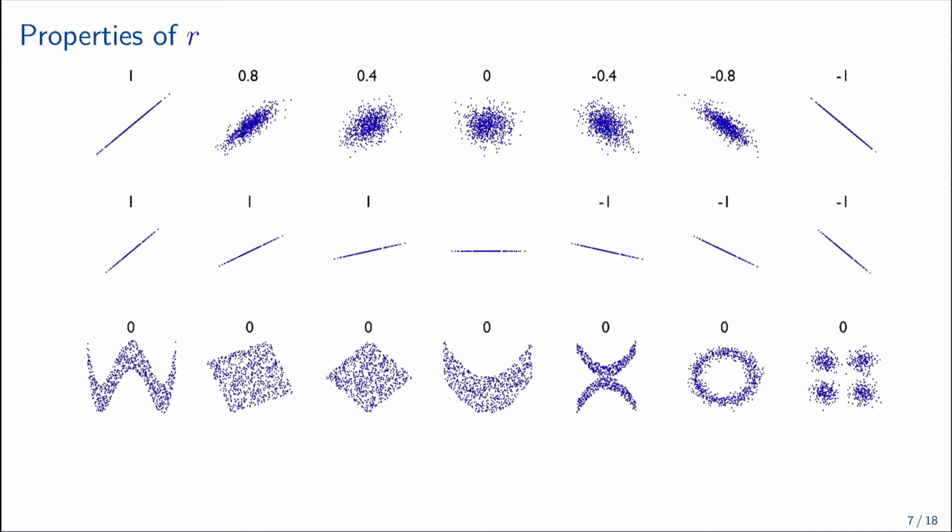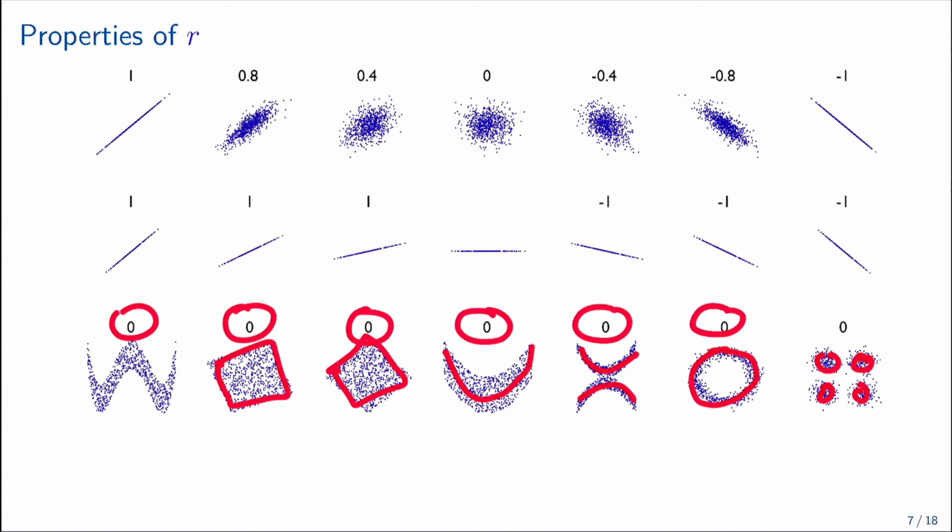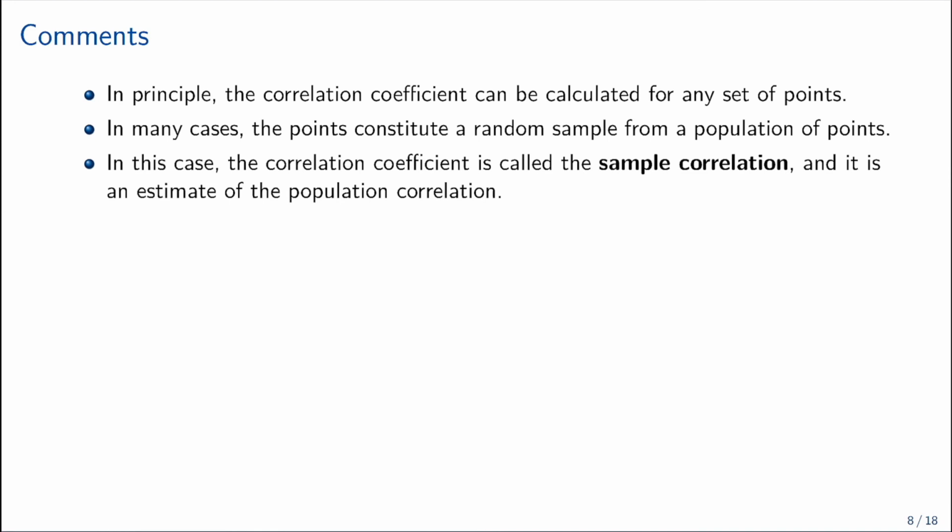Furthermore, the data can be related in some other ways, like we have in the last row, and the correlation coefficient doesn't give us any information about this possible relationship. In all these cases, the correlation coefficient is 0. In principle, the correlation coefficient can be calculated for any data set of points. In many cases, the points constitute a random sample from a population of points. In this case, the correlation coefficient is called the sample correlation, and is an estimate of the population correlation.